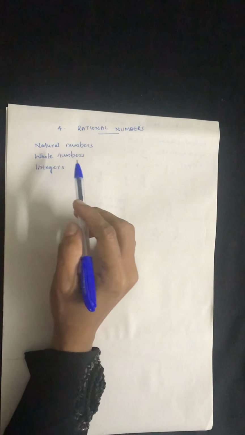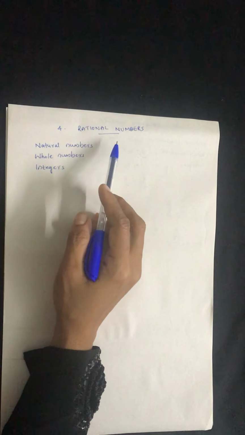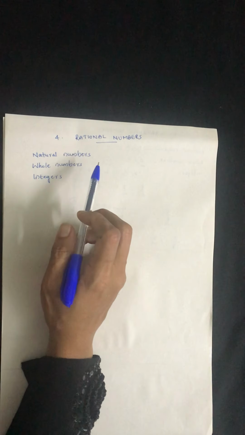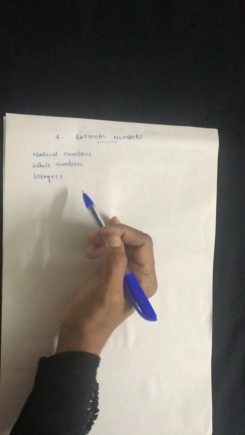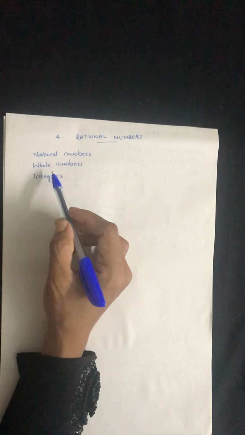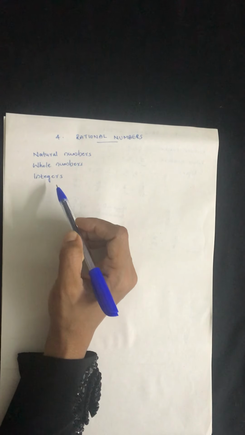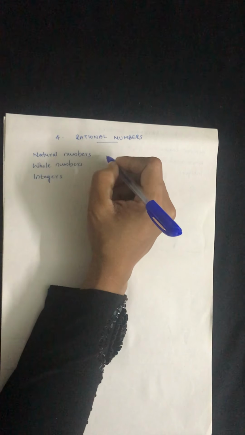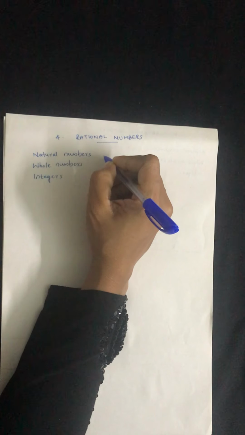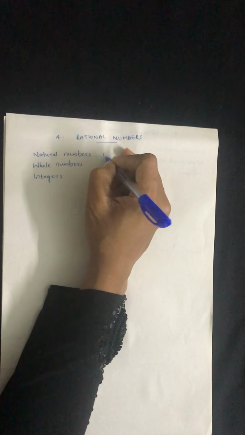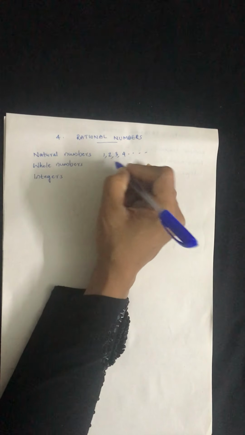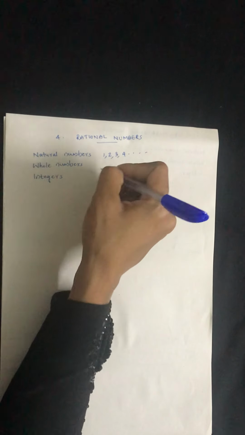Today we can start the fourth lesson, rational numbers. Before discussing rational numbers, we can just recall natural numbers, whole numbers and integers, what we already learned. Natural numbers we know. Natural numbers are counting numbers that include the numbers starting from 1, 2, 3, 4, etc. This set of numbers is called natural numbers.